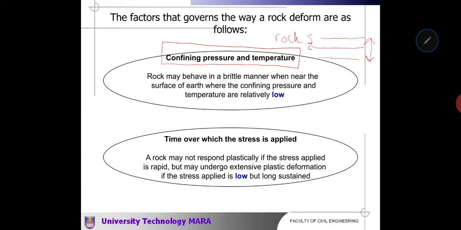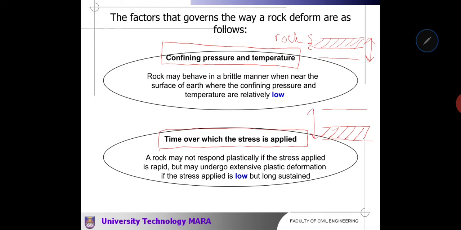Rock may behave in a brittle manner when near the surface of the earth, where the confining pressure and temperature are relatively low. So near the earth's surface, the confining pressure is low, the temperature is also low, and your rock mass is very rigid. When you give some stress very rapidly, this rock mass will behave like brittle material. Then compare with the condition of the time over which the stress is applied.